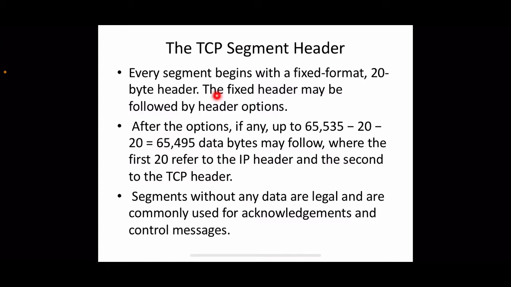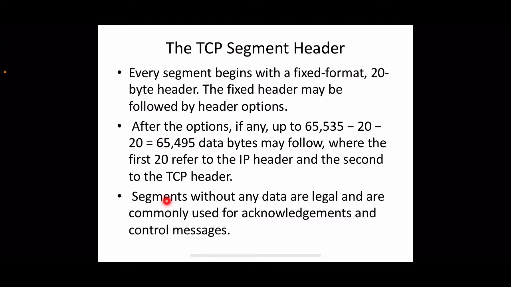Followed by that, there can be a set of header options. After that, there can be a data part, and the size of the data part will be at most the maximum minus 20 minus 20. The first 20 is for the IP header, and the second 20 for the TCP header. So 40 bytes should be subtracted from this maximum capacity, that is 65535. So this much may be the maximum data size of a segment.